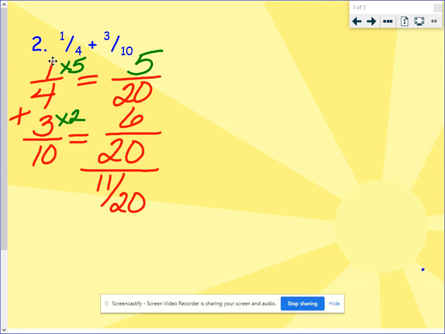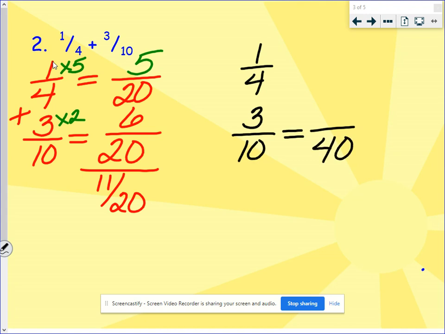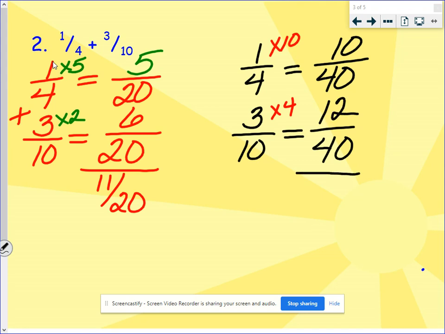Now let's just pretend for a moment that I could not think of the lowest common denominator of 4 and 10. I just could not come up with a 20. I could take the denominator of 4 and multiply it by the denominator of 10 to say that the common denominator of 4 and 10 is 40. And then I would go through the same process. What times 4 gives me 40? 10. 1 times 10 is 10. What times 10 gives me 40? 4. 3 times 4 is 12. And I would add them together. And I would say 10/40 plus 12/40 would be 22/40.